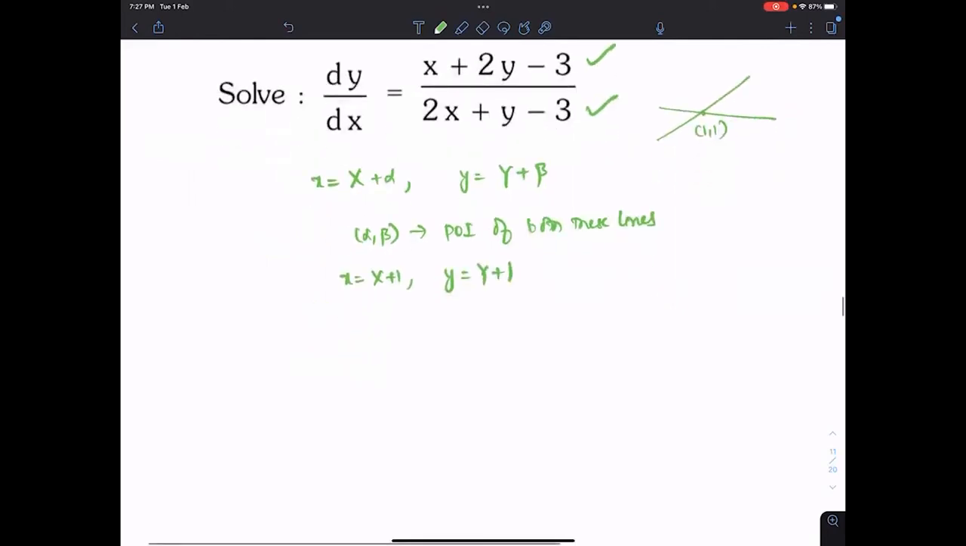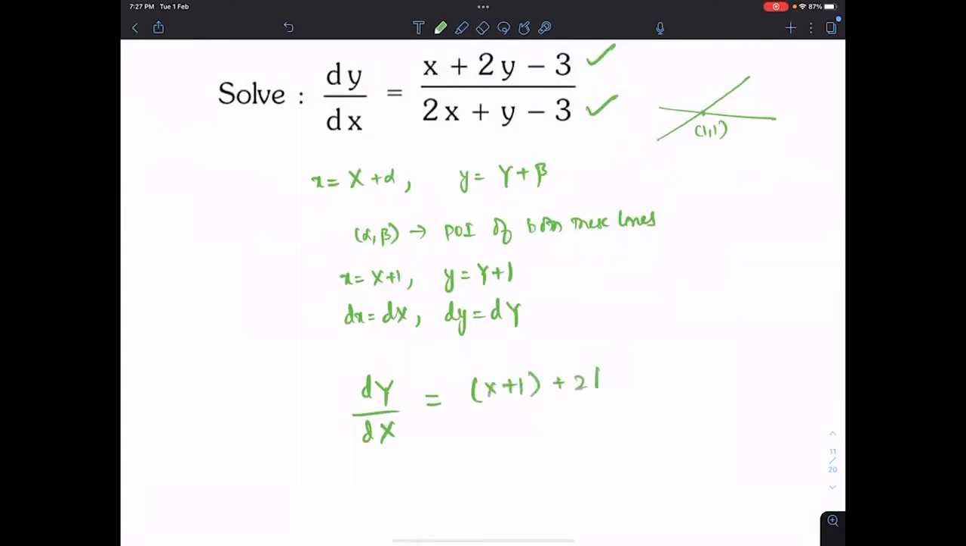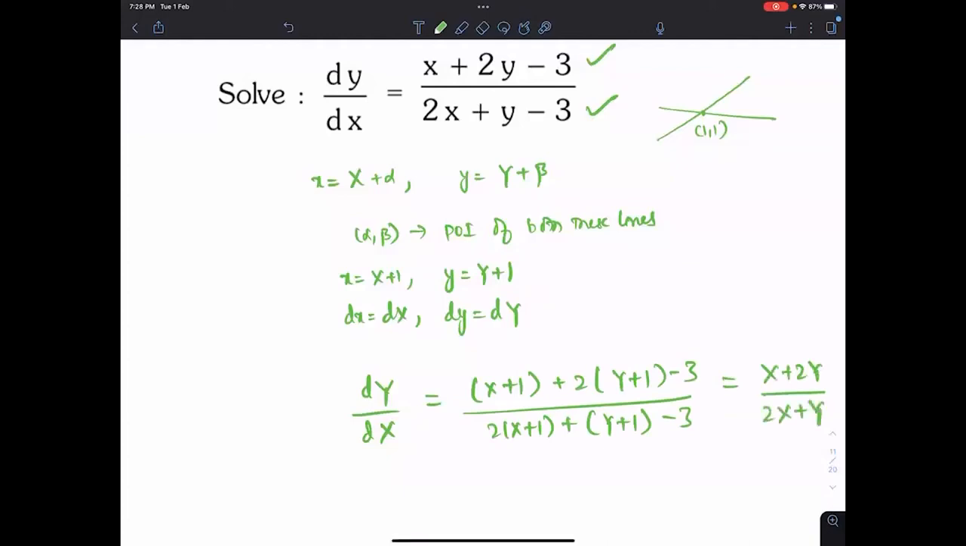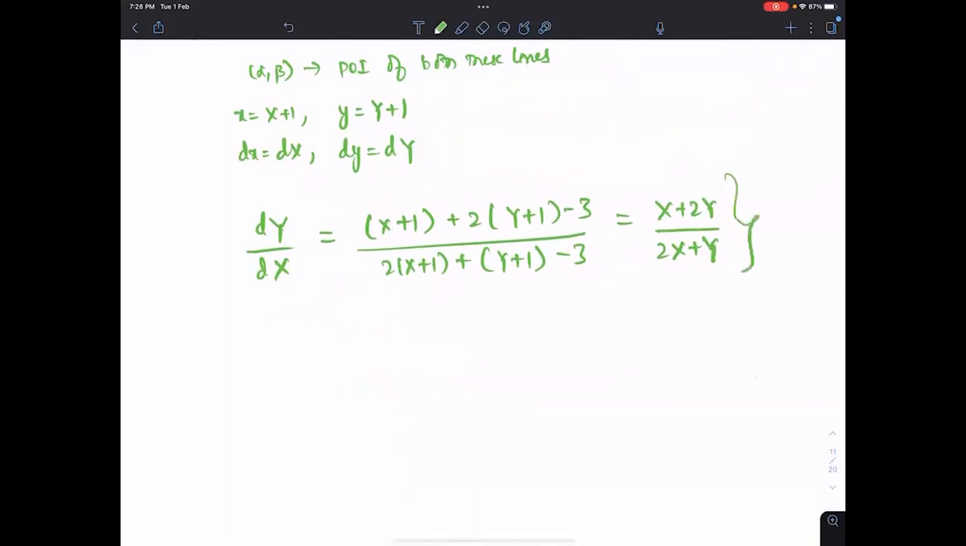If I do that, d small x will be d capital X only. D small y is d capital Y only. Substitute: d capital Y by d capital X will be equal to, small x is what here? Capital X plus 1, plus 2 times small y, which is nothing but capital Y plus 1, minus 3. Same way the denominator also: 2 times capital X plus 1 plus capital Y plus 1 minus 3. So if I simplify, it is capital X plus 2 times capital Y, by 2 times capital X plus capital Y. Now this we call the homogeneous form, which we will see later on.